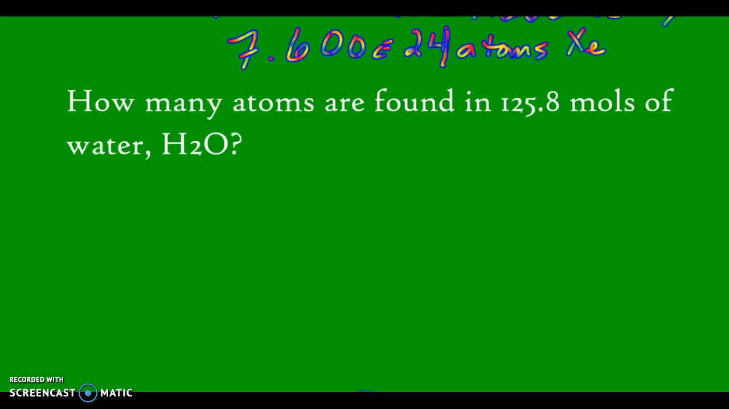How many atoms are found in 125.8 moles of water, H2O? Well, remember now, atoms, not molecules, atoms. So I've got 2 hydrogens, 1 oxygen, so there are 3 atoms per molecule, right? So let's see how we can set this one up. A little bit more interesting.